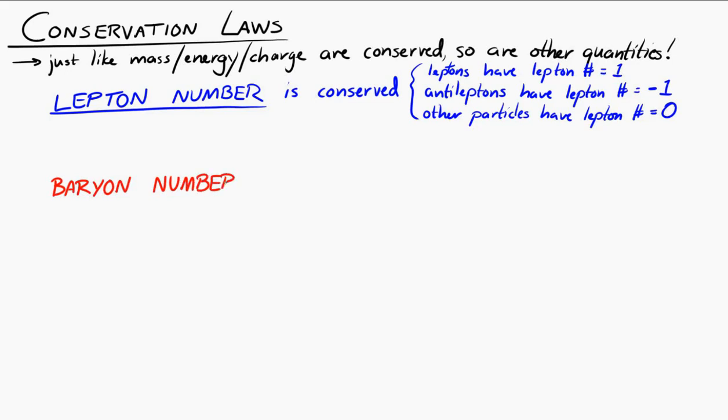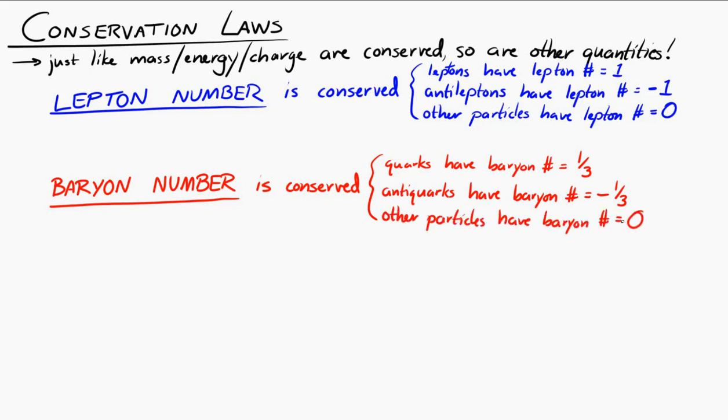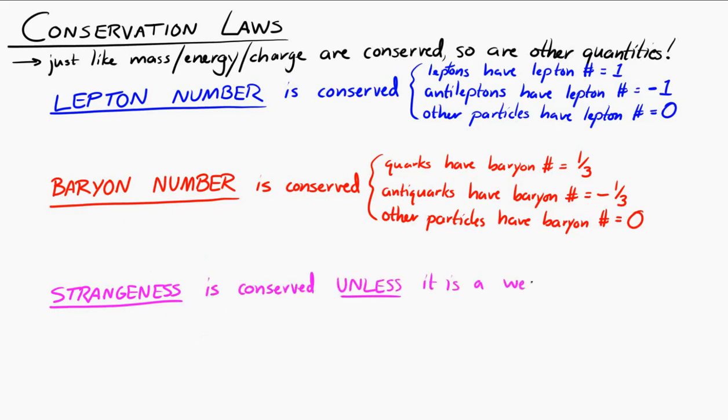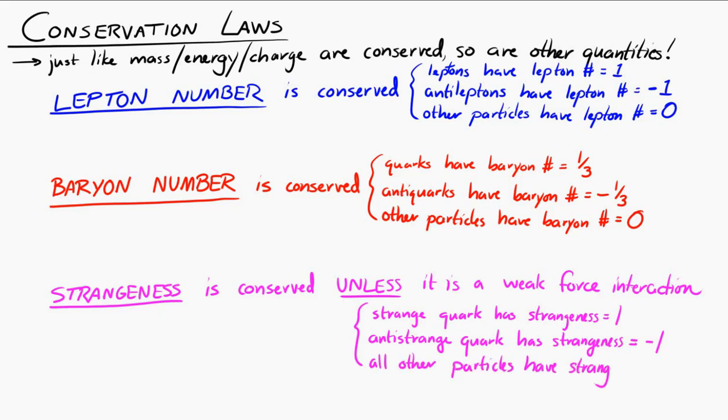Okay. Baryon number is conserved. What the heck is baryon number? Well, quarks have a baryon number of 1/3. Antiquarks have a baryon number of -1/3. And all other particles, so leptons and bosons, have baryon numbers of 0. And there's also a quantity called strangeness. And just like it sounds, strangeness is weird. Strangeness is conserved unless it's a weak force interaction. And we'll try to address this a little bit later. But strange quarks have a strangeness number of 1. Anti-strange quarks have a strangeness number of -1. And every other quark, lepton, and boson has a strangeness number of 0.